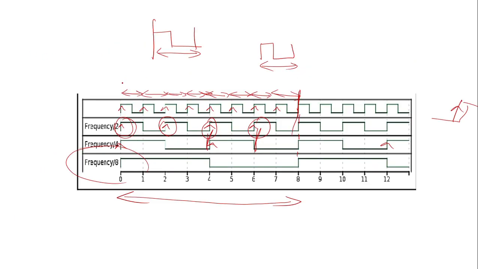What divider circuits are we going to discuss? There are so many circuits: f by 3, f by 1.5, f by 7, f by 5. There are so many. This is the basic steps.